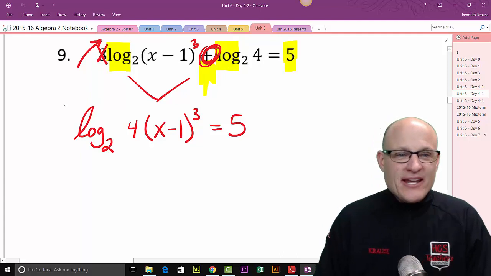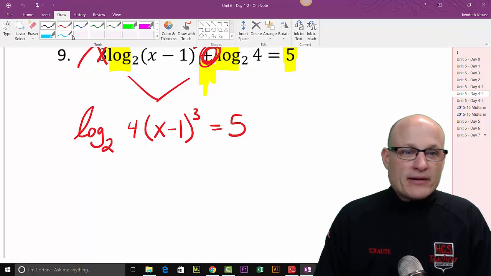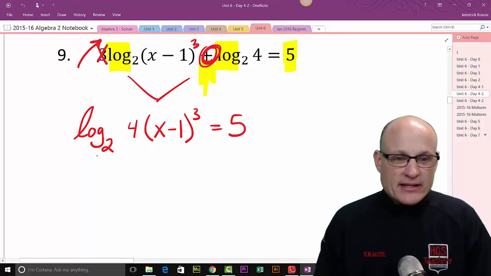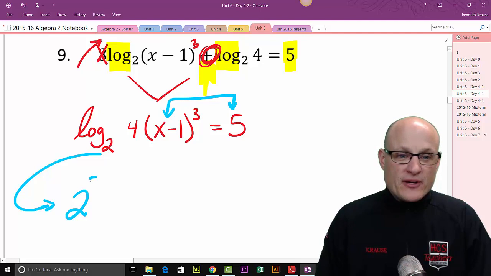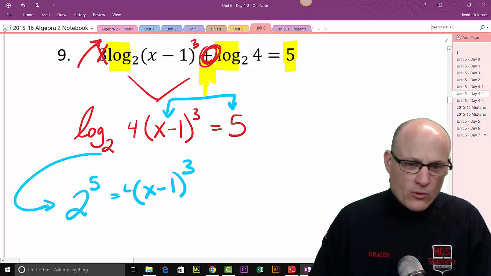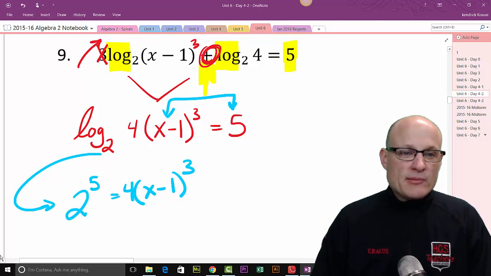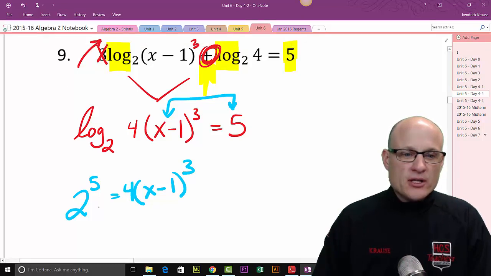We condense them. And now it's all about that base. So there's the base, 2. These 2 are going to switch. 2 to the 5th is equal to 4 times x minus 1 cubed. Oh, I forgot about the 4. So let me erase this because it's kind of in my way. So anyway, 2 to the 5th is really 32.